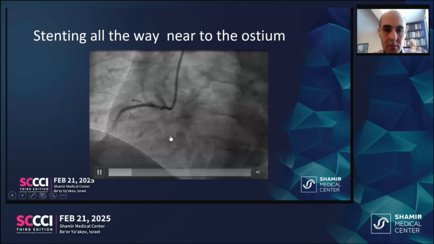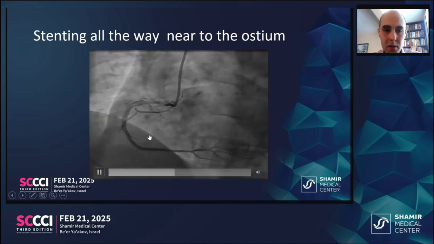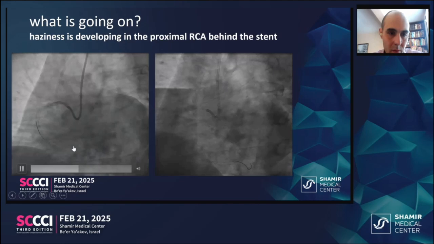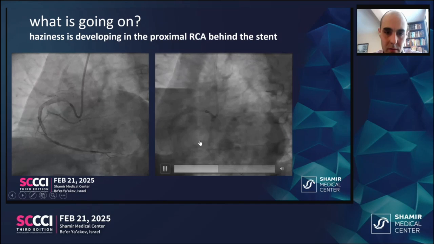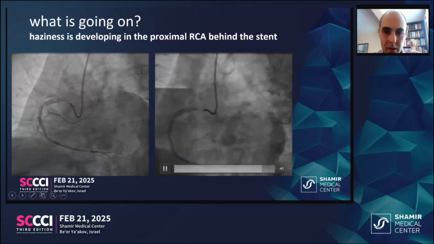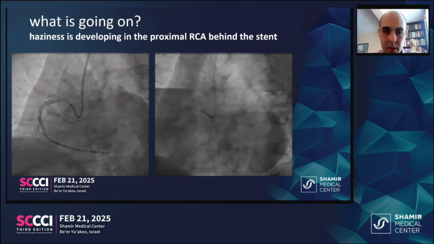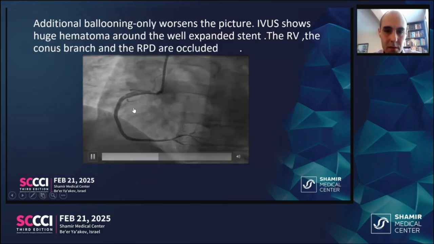And as you can appreciate, in the proximal part behind the stent, there is something. There's dissection, which is not completely compressed. And with the second injection and the third, something very, very wrong and bad is happening over there. We have a lot of haziness, and we've lost all the significant side branches with what we have done. So additional ballooning was done, which only worsened the picture.